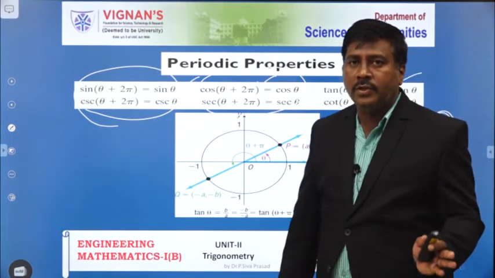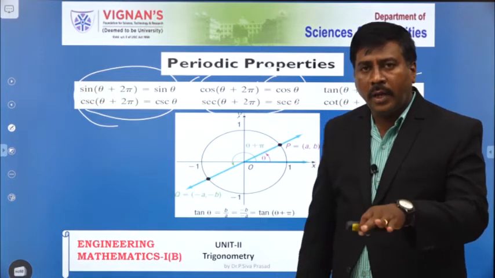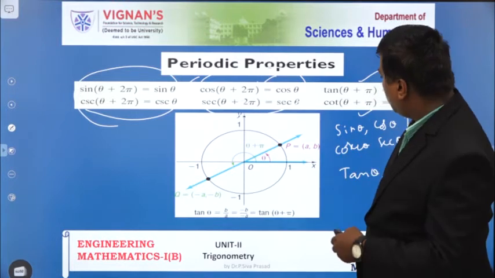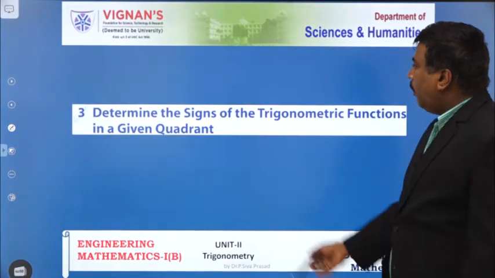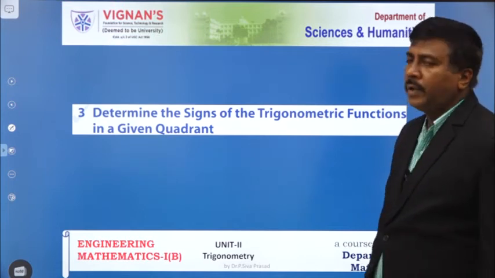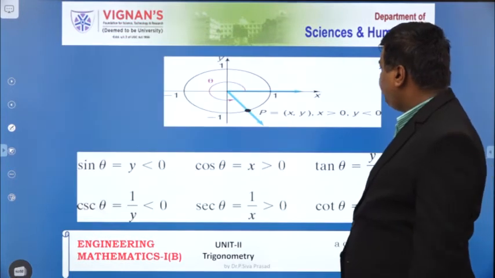What is the periodicity of the sine function? What is the periodicity of the cos? What is the periodicity of the tangent? What is the periodicity of the cotangent? Likewise, the problems are asked. Now, determine the signs of the trigonometric functions in a given quadrant. So this is the next content.